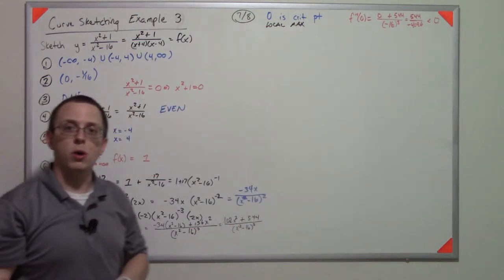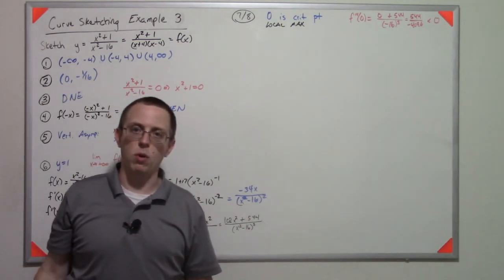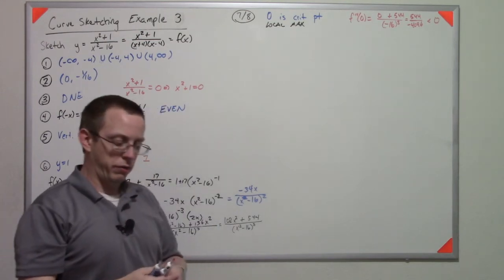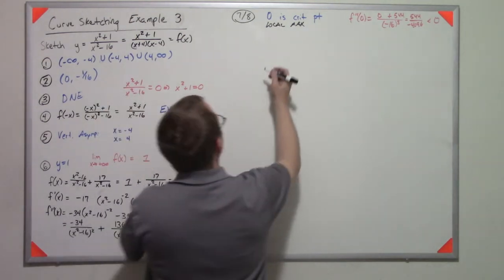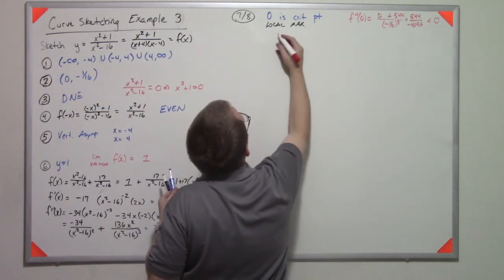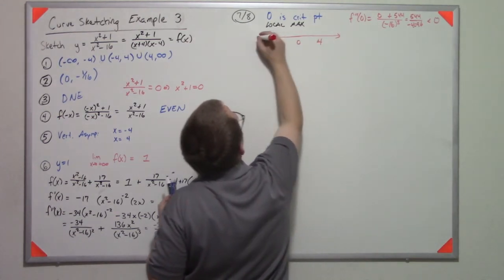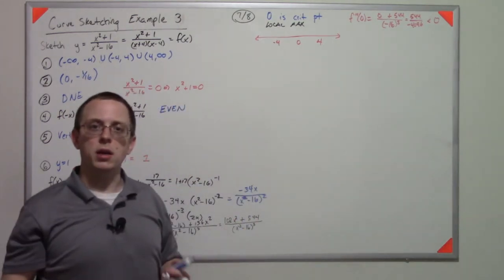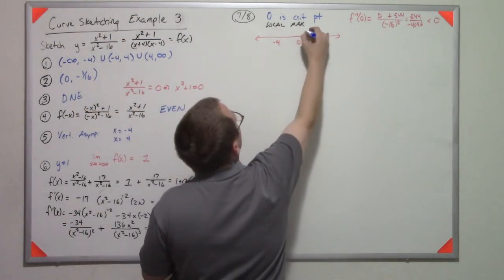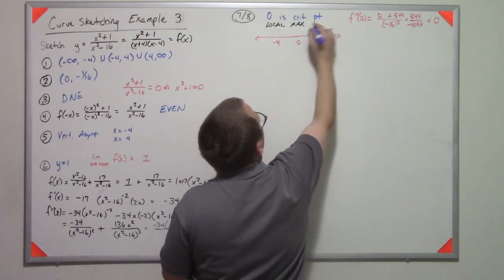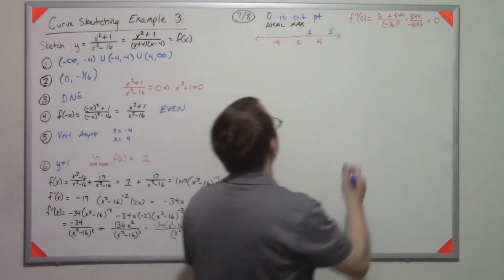Now, we do also know that the derivative fails to exist at positive 4 and negative 4. So we know that it fails to exist at positive 4 and negative 4. So we're going to have negative 4, 0, positive 4. We have to pick points in between to determine if it's increasing or decreasing. So we're going to pick 1 and 5. Now we don't have to pick on the left side because we know it's an even function, so we're just going to mirror.